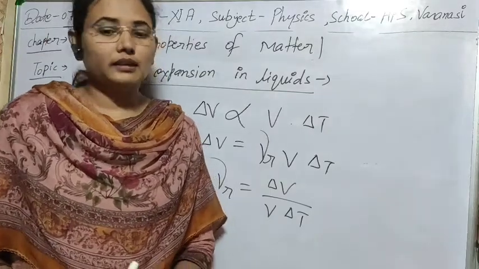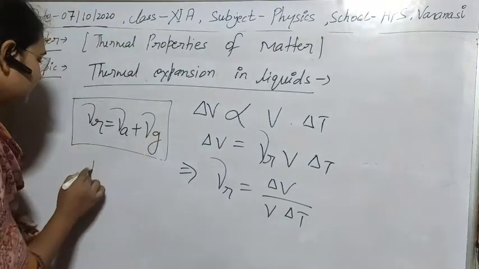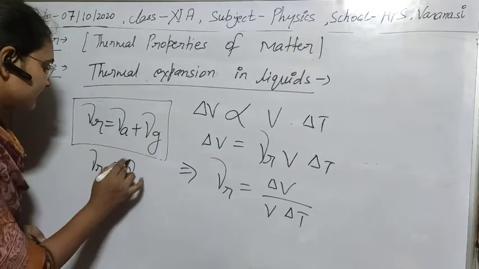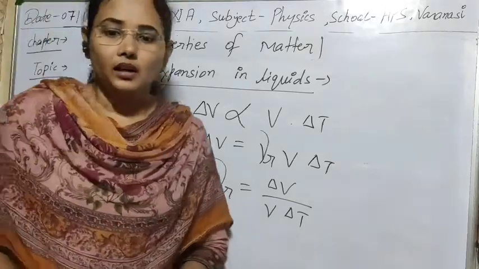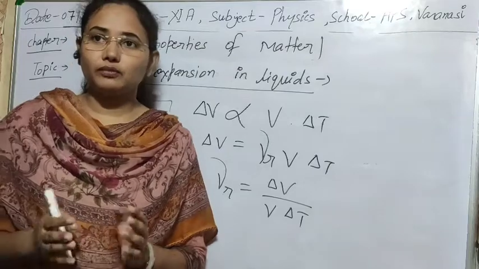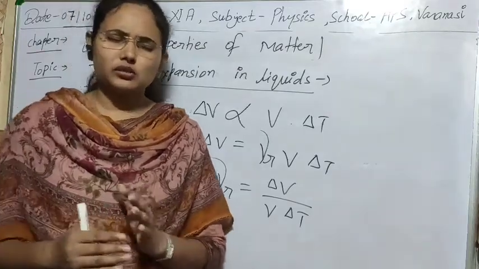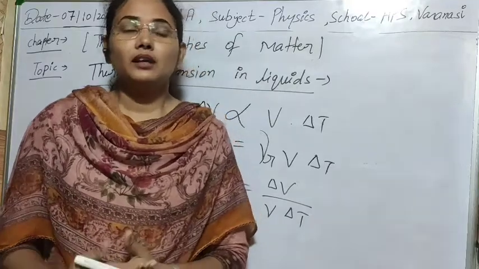So I think in this factor there is no confusion. Simply from here it's clear that gamma R is greater than gamma A. So now let's see some properties of water. As you know, water shows some anomalous behavior. So what is the reason behind that?